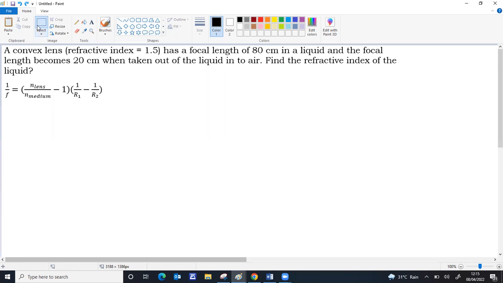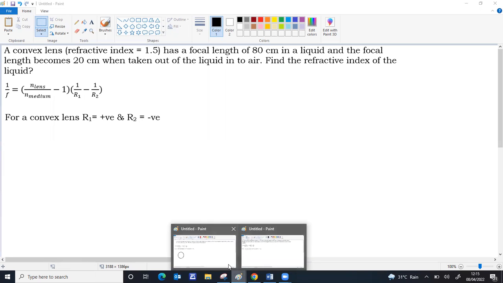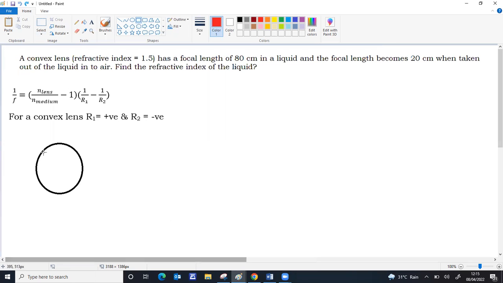For a convex lens, you need to apply the sign convention. The R1 value is positive and R2 value is negative. If it's a concave lens, the R1 value will be negative and R2 will be positive. But here, convex lens, R1 is positive and R2 is negative. To get that clear, for a convex lens, we have two spheres. This common region is what acts like the lens, the blue colored region. The other part, we just show imaginary spheres.